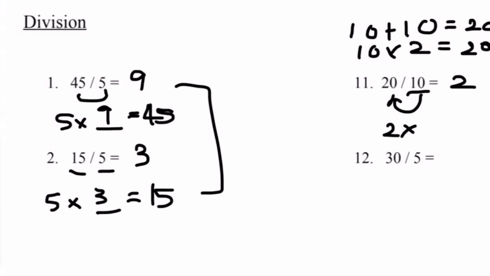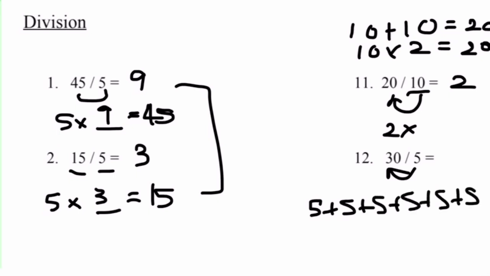Number 12, 30 divided by 5. 5 goes into 30 how many times? Well, we know that 5 plus 5 plus 5 plus 5 plus 5 plus 5 equals 30. And we also know that 5 times 6 also equals 30 as well.